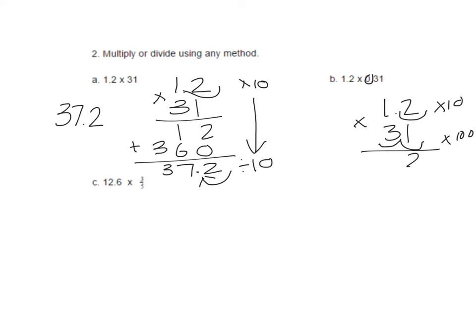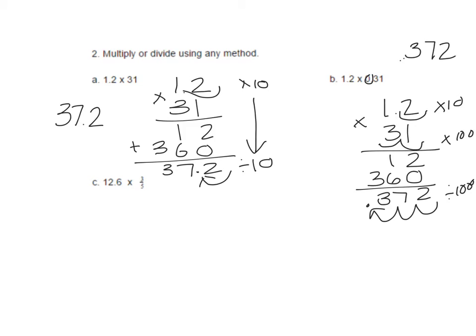1 times 2 is 2, 1 times 1 is 1. Placeholder, 3 times 2 is 6, 3 times 1 is 3. Add my partial products. Now, because I multiplied by 10 here and 100 here, I have to divide by 10 times 100, which is 1,000. So I have to divide 10, 100, 1,000. The answer is 372 thousandths.